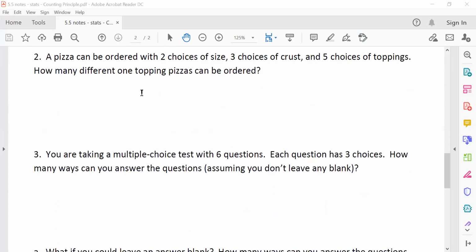A pizza can be ordered with 2 choices of size, maybe you get medium or large, 3 choices of crust, 5 choices of toppings. How many different one topping pizzas can be ordered? So it's going to be 2 times 3 times 5 in this particular case. Now, the problem actually gets a lot more complicated when you get to have 2 topping pizzas, believe it or not, and at this stage we won't quite deal with that. 2 times 3 is 6 times 5 is going to give you 30. There's 30 different pizzas that you could choose.